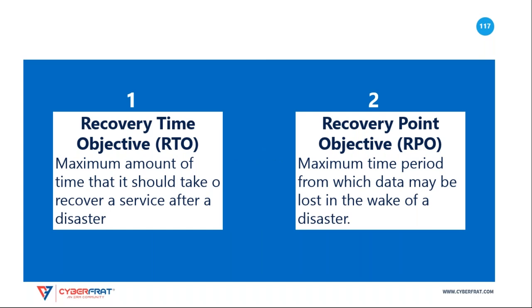There are two metrics used to help an organization plan disaster recovery effort. The recovery time objective, or what we call RTO, is the targeted amount of time that it will take to restore a service to operation following a disruption. The organization must also think about the amount of data that it needs to restore as well, and thus the recovery point objective, or RPO, is the maximum time period from which data may be lost as a result of a disaster. Together, the RTO and RPO provide valuable information to a disaster recovery planner.